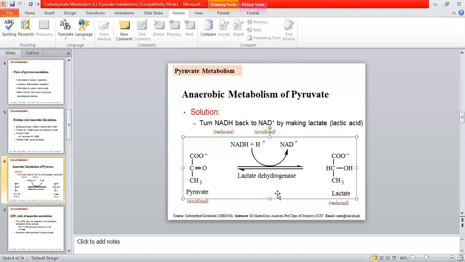And this is a reversible reaction, which would mean that the two substances, pyruvate and lactate, will be in equilibrium. And as per the Le Chatelier principle, any change in concentration of the pyruvate or lactate will shift the equilibrium in a direction so as to minimize the effect. So, if there is a change in condition, the lactate can be converted back to pyruvate.